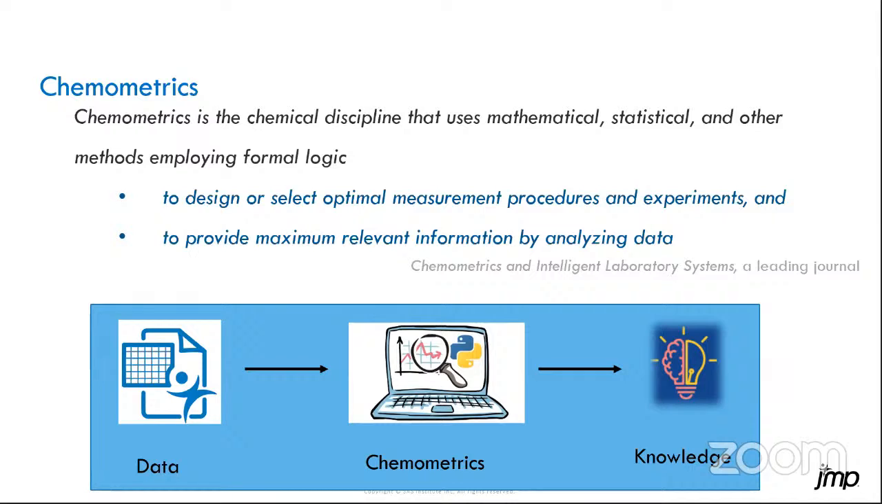Data is everywhere, everybody knows. So how can we extract maximum information in minimum amount of time from the data? Data is anything to which you give a quantitative measurement as your observation. This is a definition from Chemometrics and Intelligent Laboratory Systems, a leading journal. So you have data, just to summarize, and then you apply chemometric methods and you acquire knowledge.